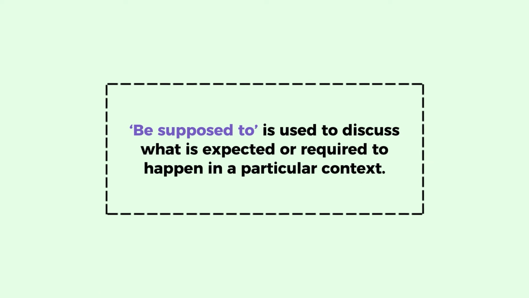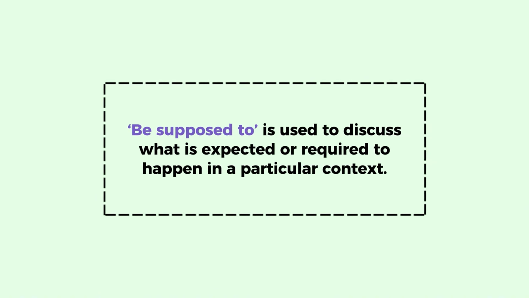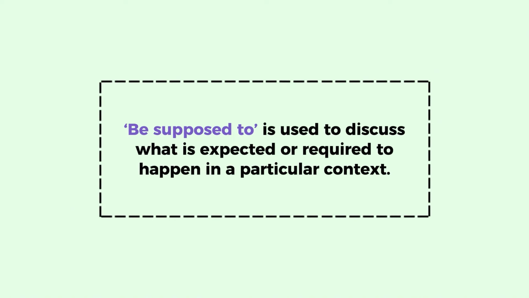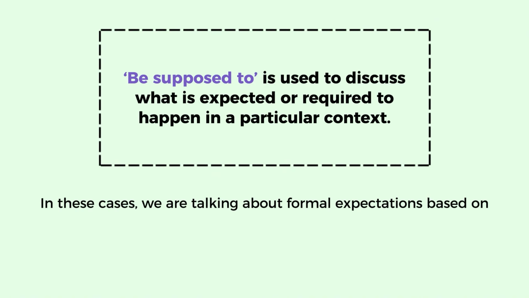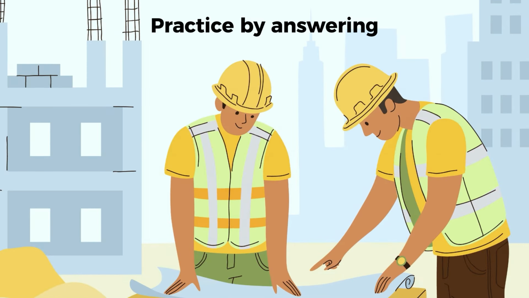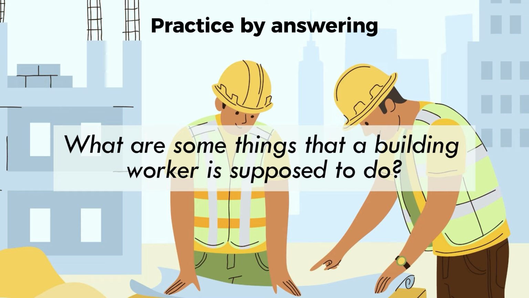As you can see, be supposed to is used to discuss what is expected or required to happen in a particular context. In these cases, we are talking about formal expectations based on rules, instructions, or social norms. Practice by answering, what are some things that a building worker is supposed to do?